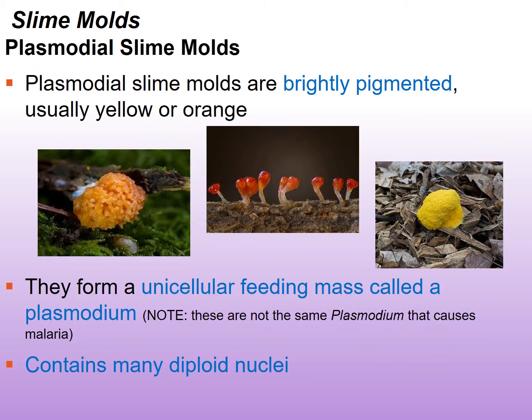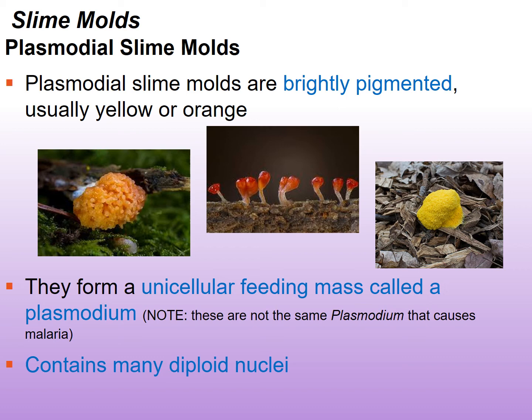So plasmodial slime molds are usually brightly colored. You can see some images here. I have one that's orange, and then we've got yellow, but some of them are more red, but this is really like a dark orange. Now, it's important to know that this is a single cell right here. These fruiting bodies, or at least the ones shown here, result from a single cell. All of these are a single-celled organism.